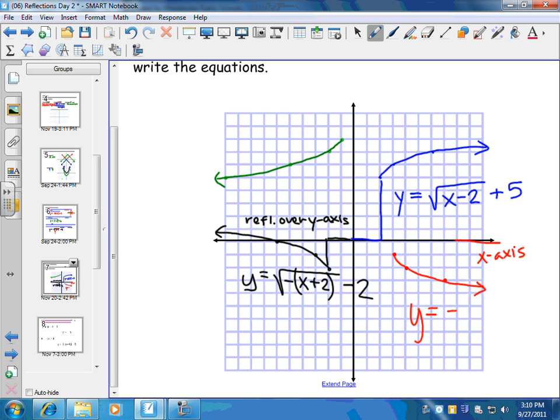So our negative is going to be on the outside of the function. It was moved right 3, which means a minus 3 or a counterintuitive underneath there, and it was down 1. So it goes right there.